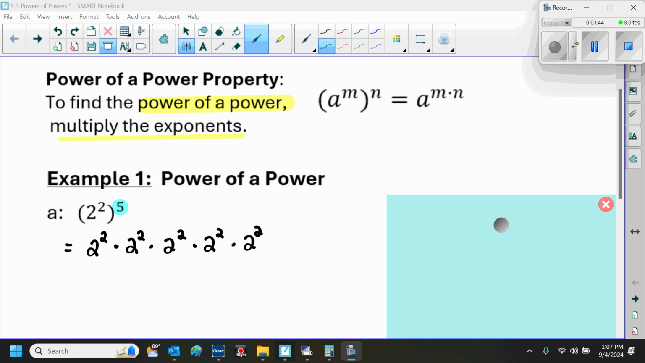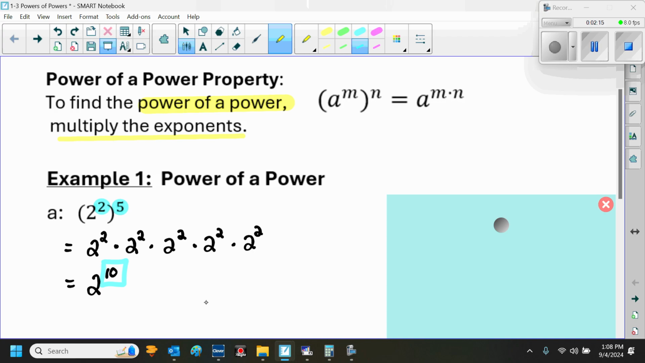So yesterday, what did we learn when we were multiplying powers? So we add the exponents. So 2 plus 2 plus 2 plus 2 plus 2 is 10. So we've got 2 to the 10th power. Okay? So how did I get from those 2 exponents to the 10? We multiplied those 2 powers. Is everybody clear? All right.